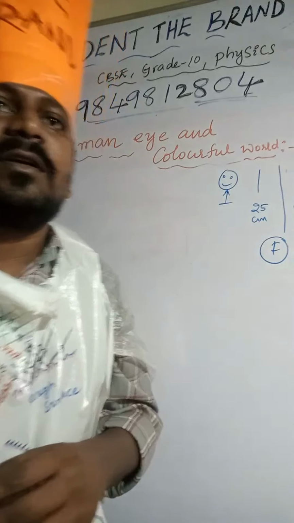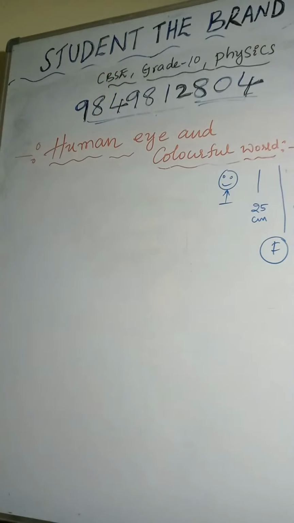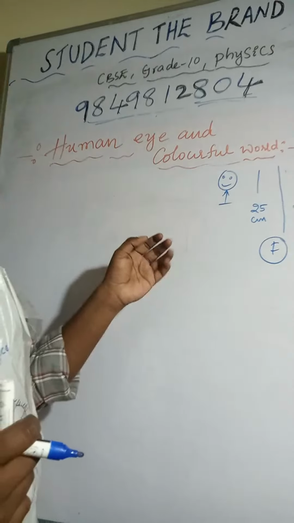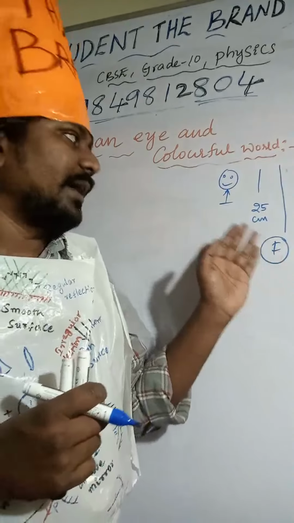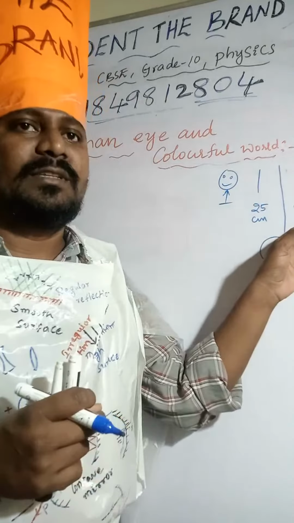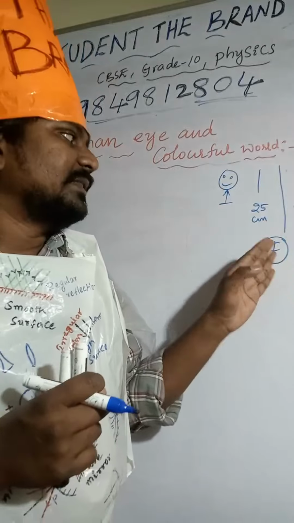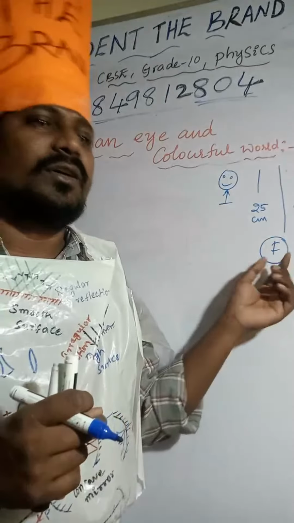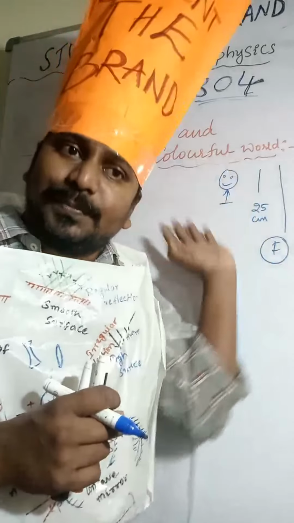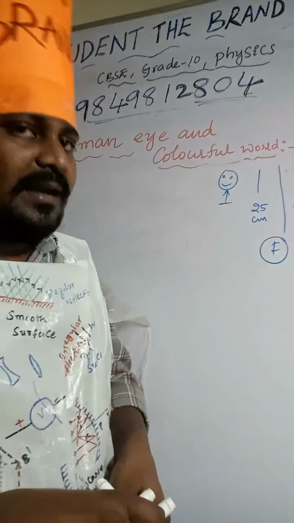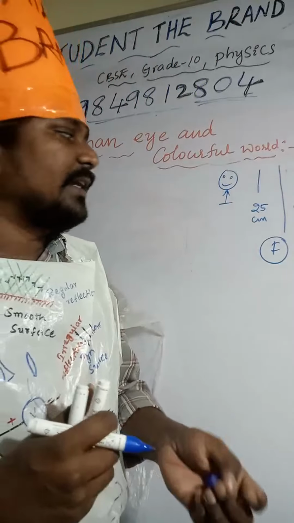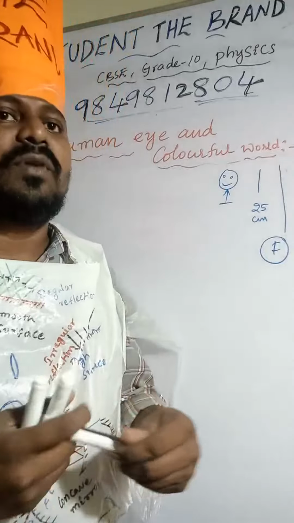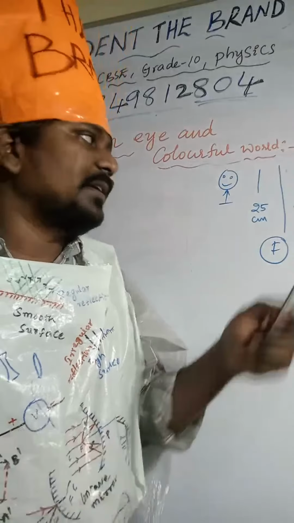He is able to see the far point. Maybe he can't see infinity, but up to a certain distance he can see, right? So that is only the far point of the myopic eye. For the person who has myopia, it is a myopic eye.